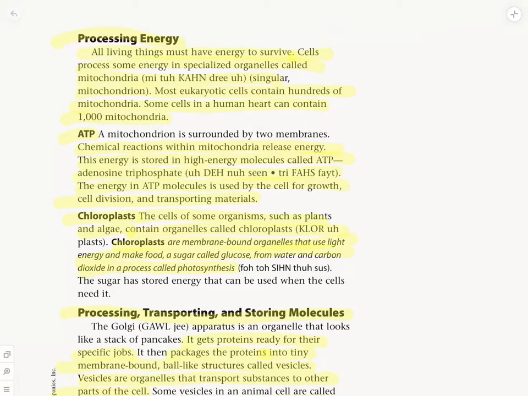Chloroplast. The cells of some organisms, such as plants and algae, contain organelles called chloroplasts. Chloroplasts are membrane-bound organelles that use light energy and make food, a sugar called glucose, from water and carbon dioxide in a process called photosynthesis. The sugar has stored energy that can be used when the cell needs it.